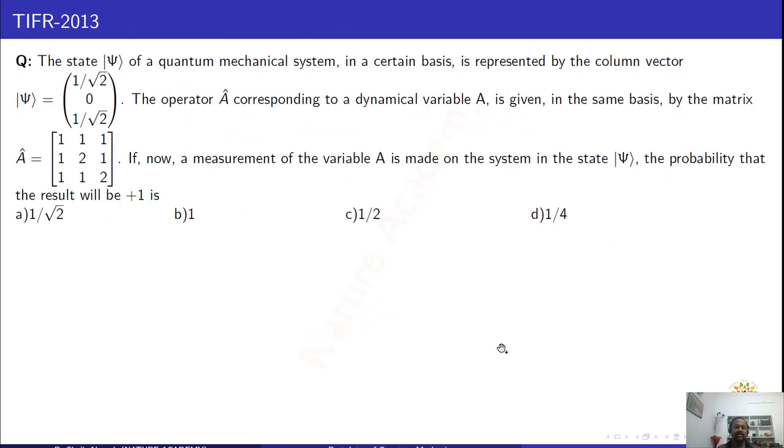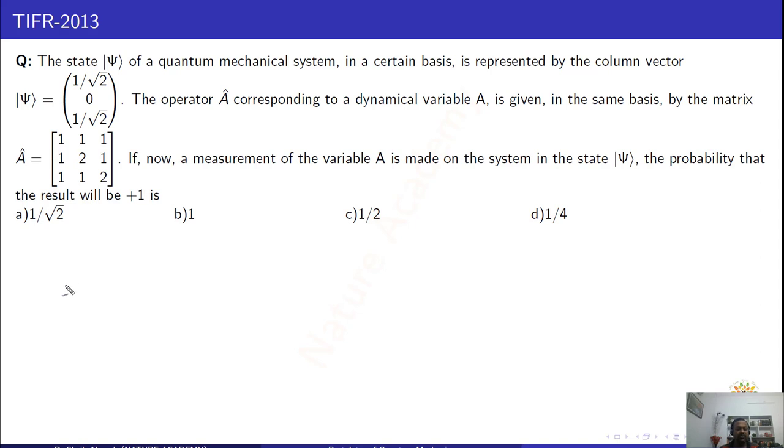So this is another question which appeared in your TIFR. The state of a quantum mechanical system in a certain basis is represented by column vector psi. An operator A corresponding to dynamical variable A is given in the same basis by the matrix A. If now a measurement of the variable is made on the system in the state psi, the probability that the result will be plus 1 is... This problem is similar to the previous problem.